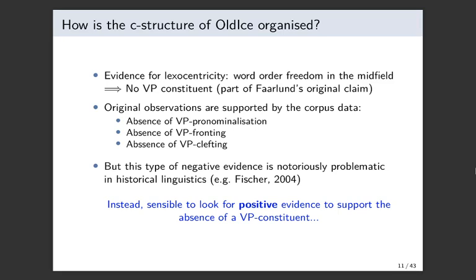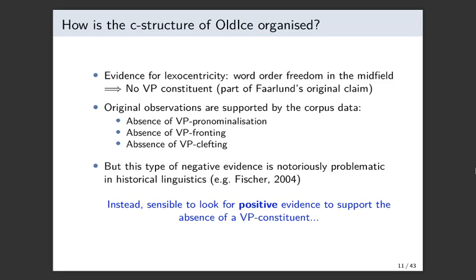And I go with Forland's original claim, namely that there's no evidence for there being a VP constituent in Old Icelandic. Now, Forland's original observations for this claim are supported by my corpus data. So we have an absence of VP pronominalization, VP fronting, and VP clefting. In other words, the verb and its object fail these classic constituency tests.